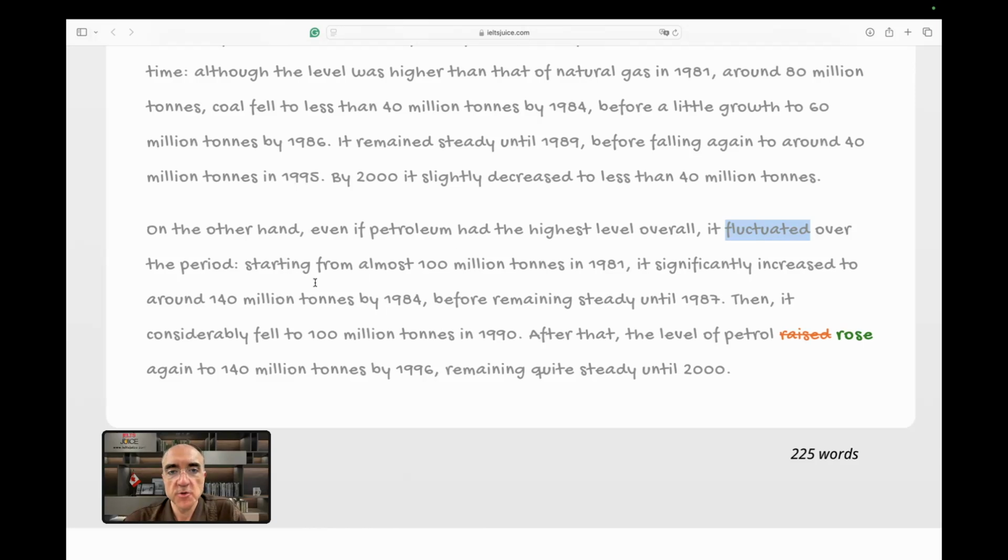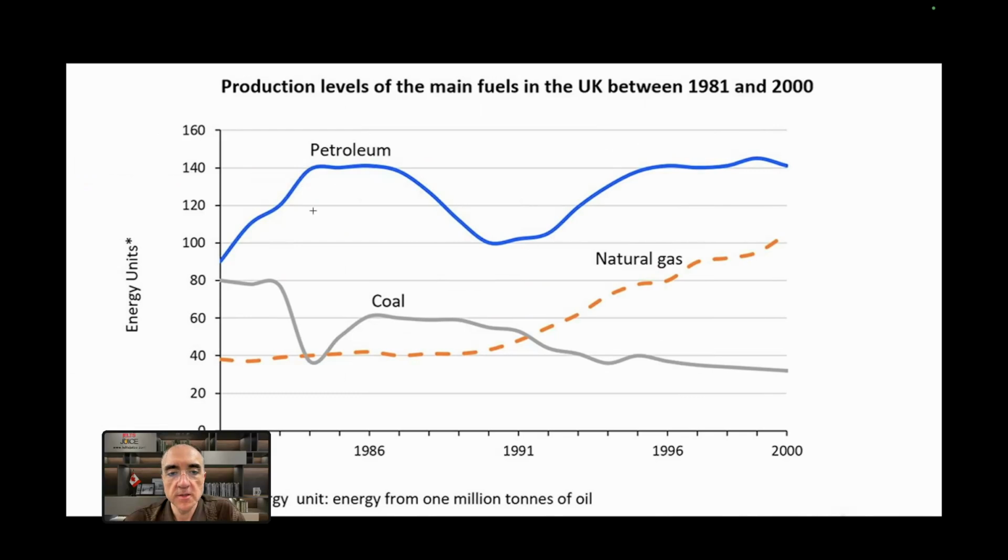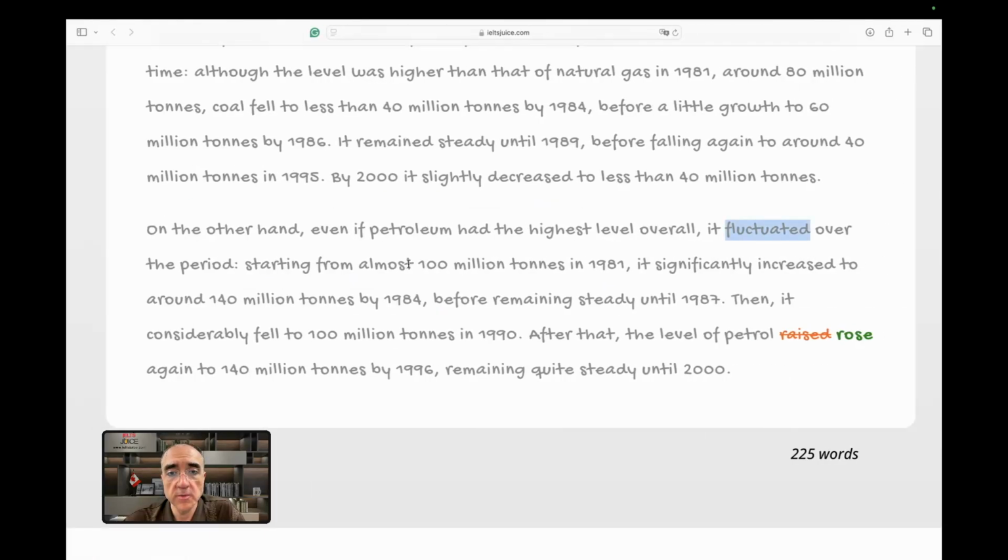Over the period, starting from almost 100 million tons in 1981, it significantly increased to around 140 million tons by 1984. There you go, 1985, yes, very good, this part is accurate. Before remaining steady until 1987, then it considerably fell to 100 million tons. Again, this is not accurate. This is 100 energy units.